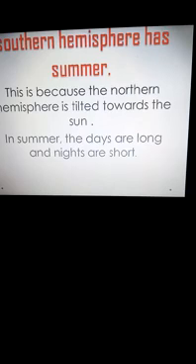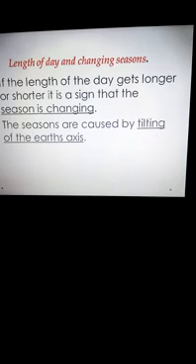So when the northern hemisphere is tilted towards the Sun, it will be summer, and in summer the days are long and the nights are short. If the length of the day gets longer or shorter, it's a sign that the season is changing. The seasons are caused by the tilting of the Earth's axis.